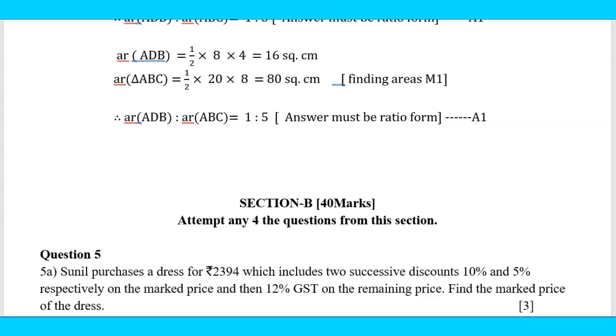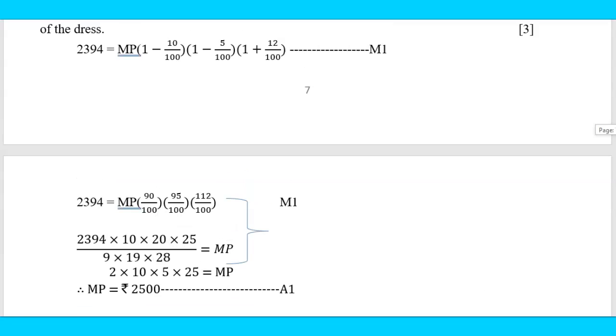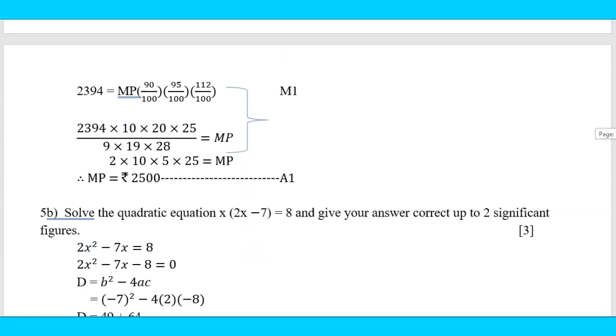Now we'll move on to question number 5A. The marking scheme is like this. You have to find the mark price. I've used the formula: selling price is equal to mark price into 1 minus D1 upon 100 into 1 minus D2 upon 100, when discounts are given. If the rate of tax is also there, then into 1 plus R upon 100. If you found these values separately, it's okay, but that is why it is used for finding these values. So 2 marks, and after that, finding the value of mark price, you will get 1 mark.